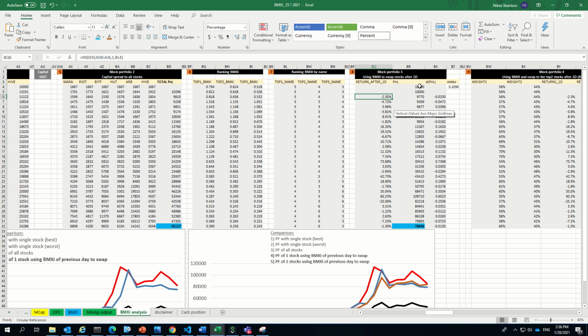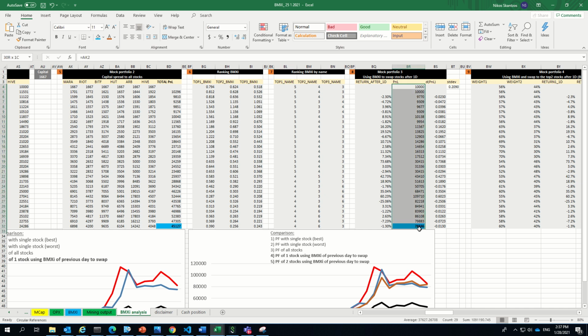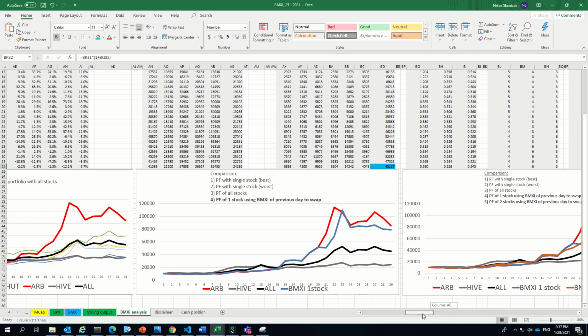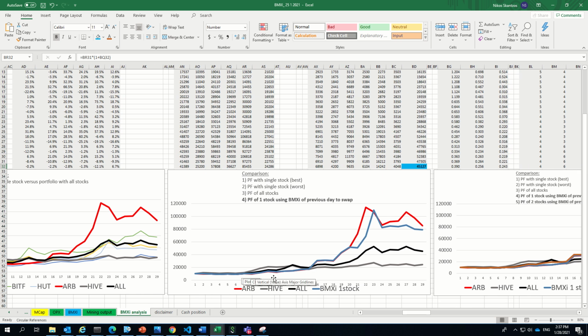So then I am compounding my initial capital of 10,000 using the daily returns of that day, but for the top BMXI stock of 2 days before. I'm compounding and just let it evolve. And where I arrive is at the number of 78,000. If I look at this graph, this is the blue line here. The blue line goes very, very near to where Argo finished, which was my best case scenario.